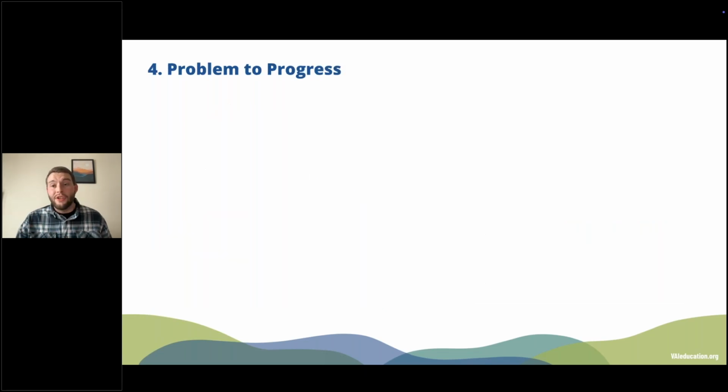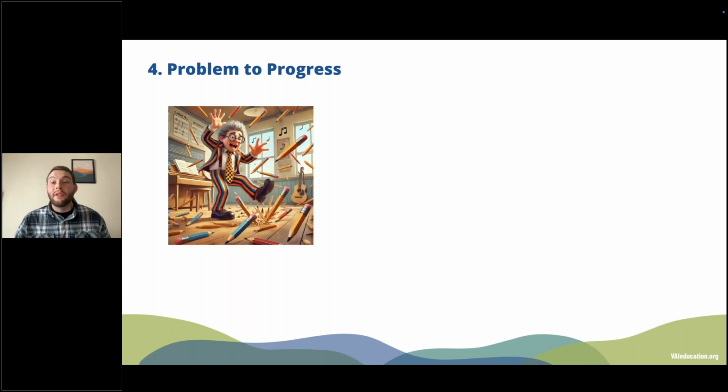My 4th strategy I'm going to share with you today is called problem to progress. It looks like this. I used to work in a school, and in that school, there was a music teacher that came up to me. He knew I was super into STEM, super into engineering challenges. And essentially, the problem here was this music educator had a problem of pencils always falling off music stands.